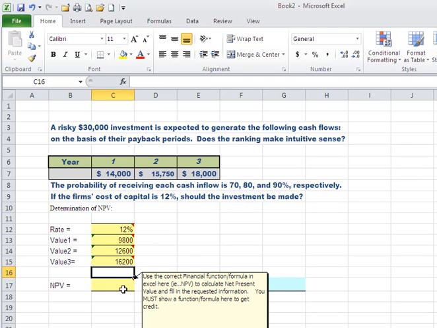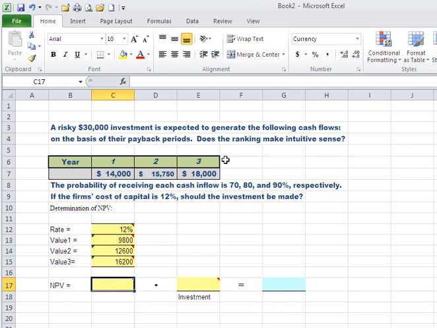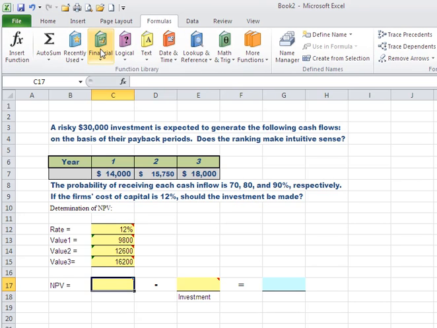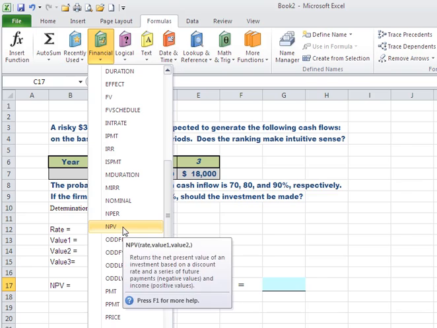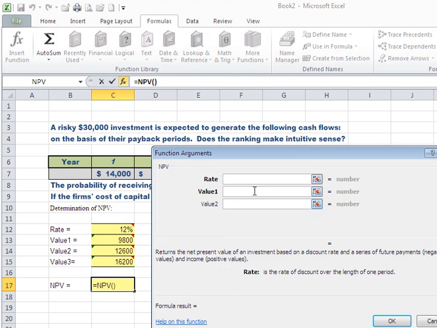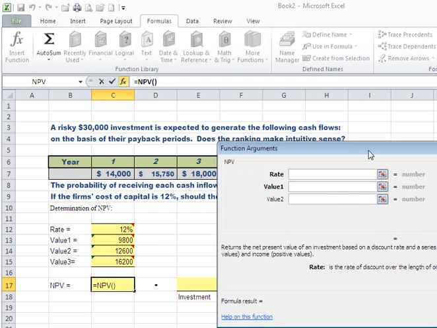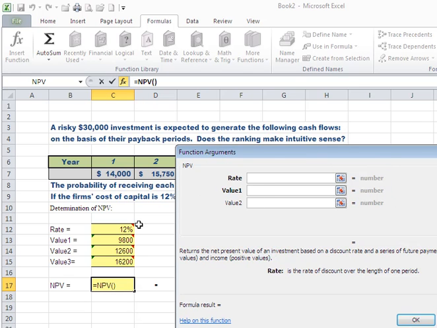Alright, now let's calculate net present value. The way we do that, we go to Formulas, Financial, scroll down here to NPV. We're going to let Excel do all the work. So the rates, we've already filled that in. I like to use the cell reference, so we'll just come over here. It tells us it's pulling the number from C12, so if we need to make changes. Or you can go ahead and enter that in just as you did in the box.